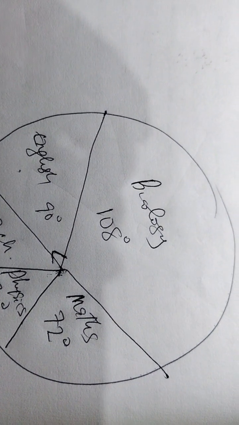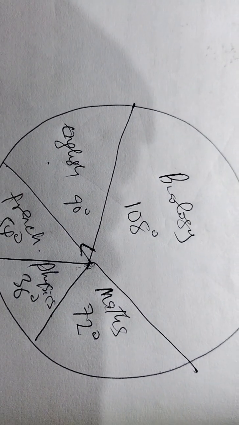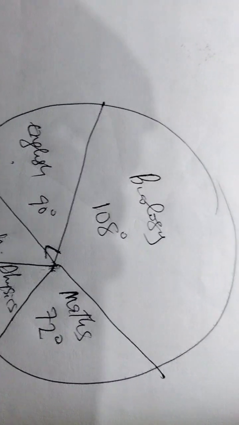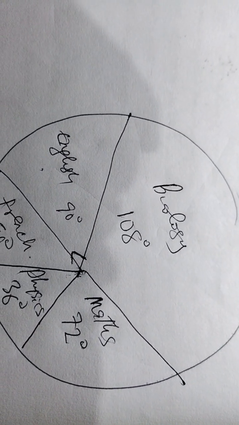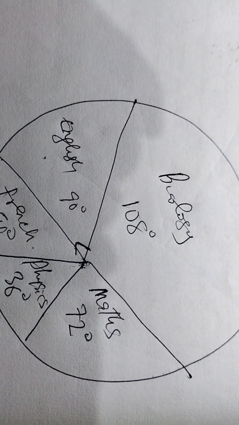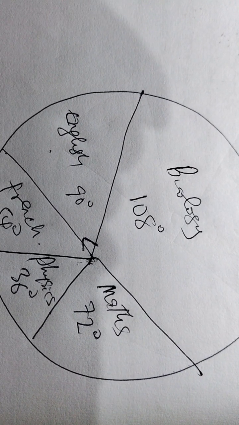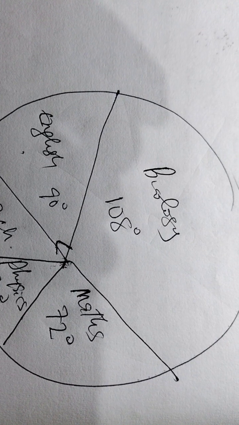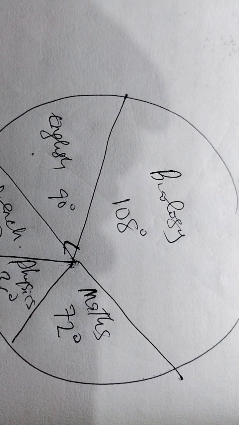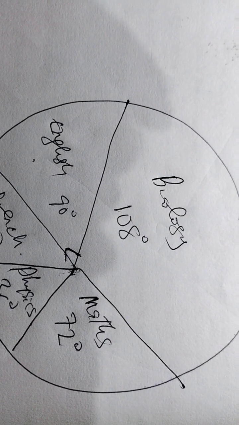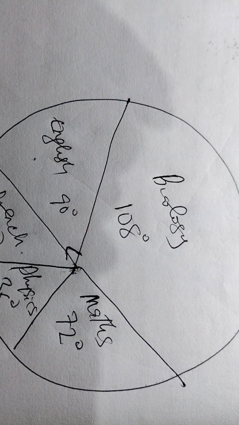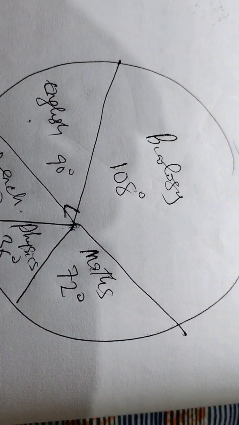So this is a schematic diagram of the pie chart. The pie chart is not sketched freehand. You have to draw it with a compass. Use a compass and draw a circle, and then mark out the angles accurately with your protractor. Biology is the largest.